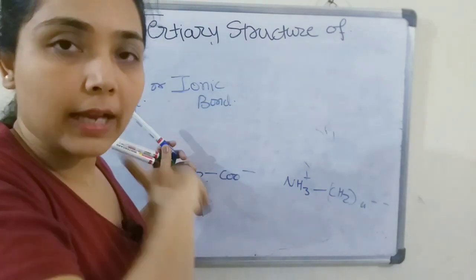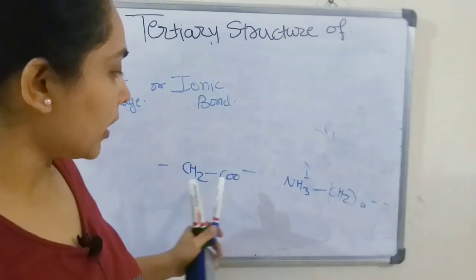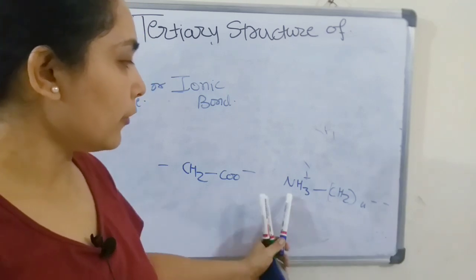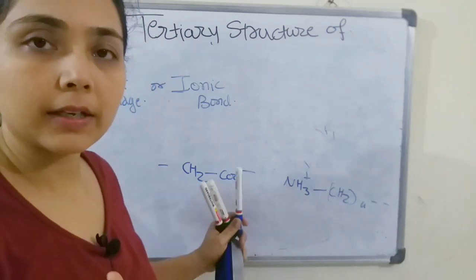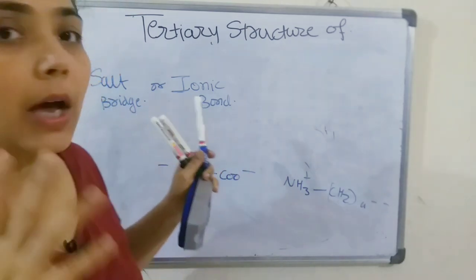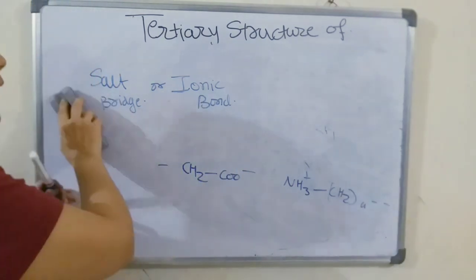So first is the disulfide bond, second is the ionic bond. Here the ionic bond will form between these two groups: one is the anion, another is the cation, and it will form the ionic bond. Next is the hydrogen bond.